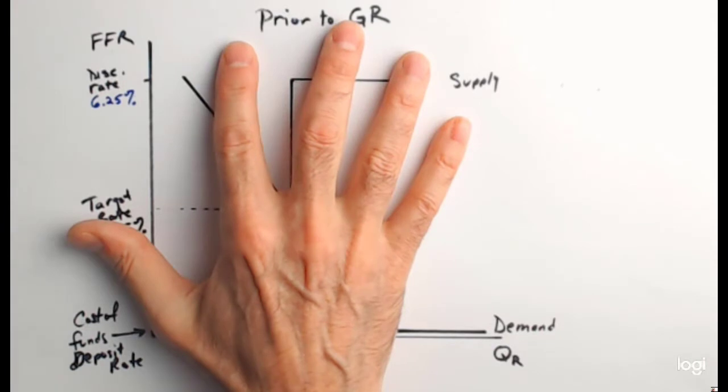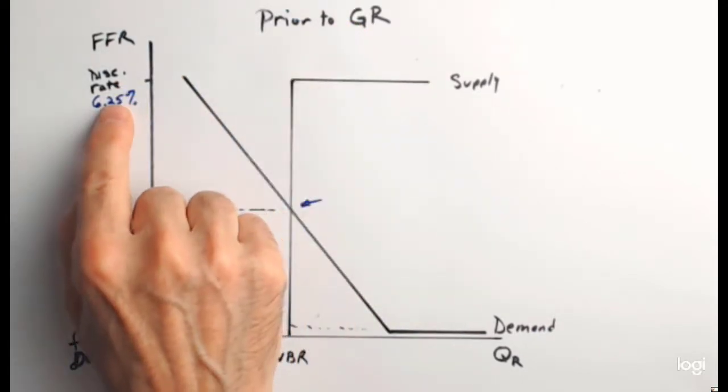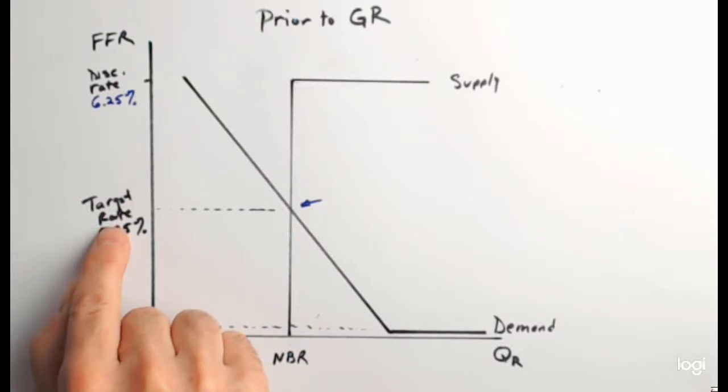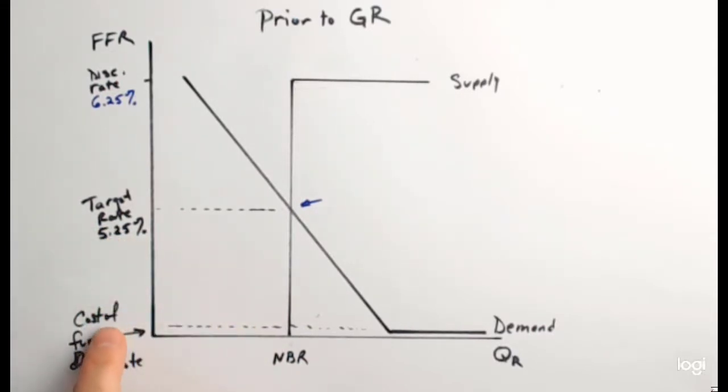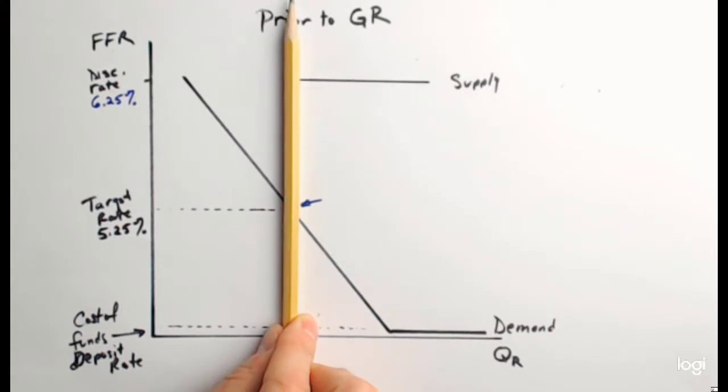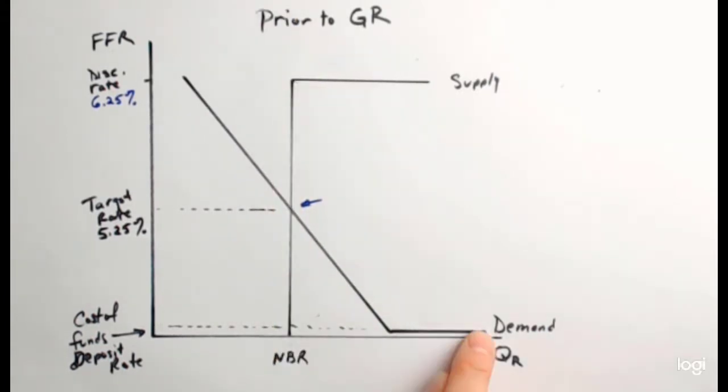What I have here is a picture of what the market looked like in 2007. What I mean by that is we had a discount rate of 6.25%. We had a target Fed funds rate, like a pinpoint target, of 5.25%. And then there was the cost of funds or deposit rate here, which is almost zero. And that's what you see here. What we see here is banks demanding reserves, and you've got the supply of reserves that are issued by the Fed. But let me go just a little further.